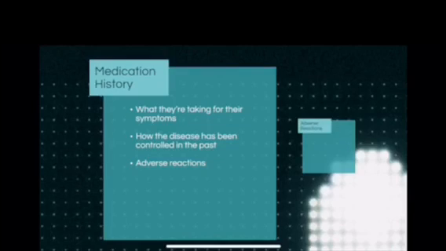So you want to know what they're taking for their symptoms, is it helping them or not, what resolved prior episodes, that kind of thing. So how was the disease controlled in the past, especially if it's rheumatoid arthritis, they were in control, but they're out of control, things like that. You want to know, well, what worked before? What have you tried before that didn't work? So that when we select the medication, we'll be doing a better job of picking something that will work for you. And of course, adverse reactions.